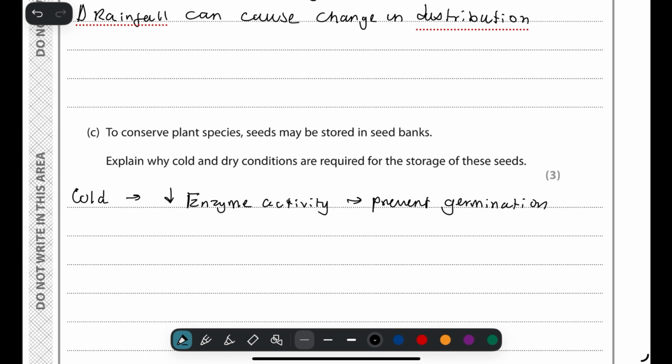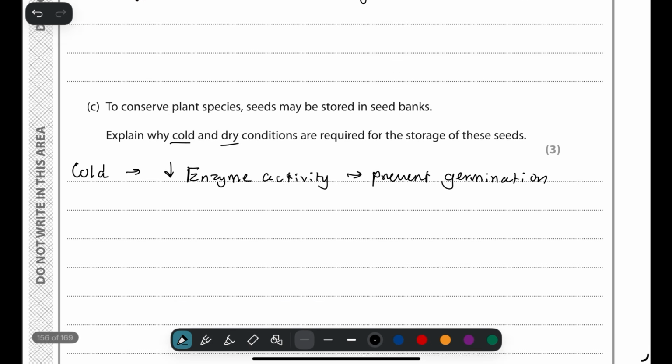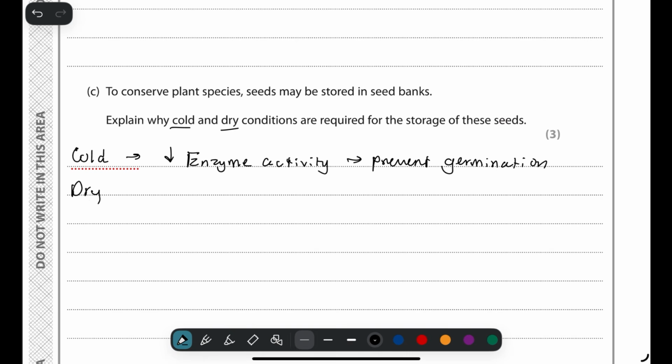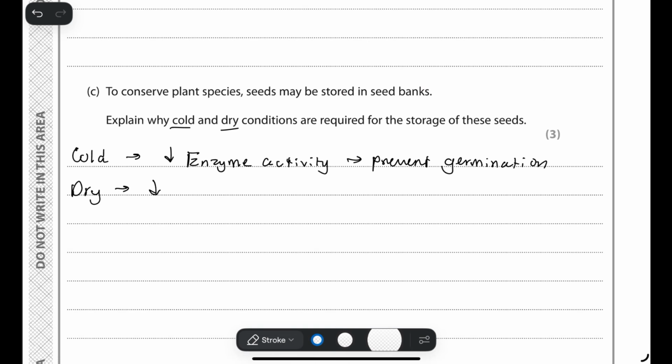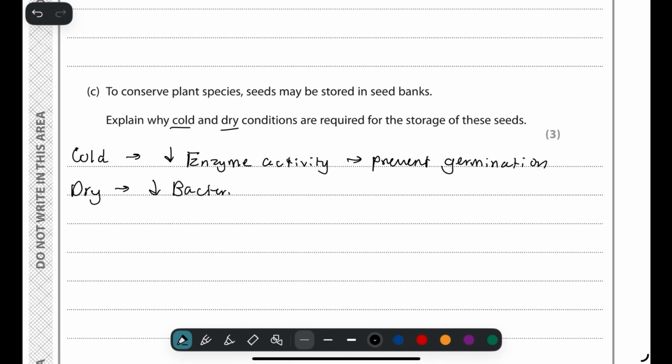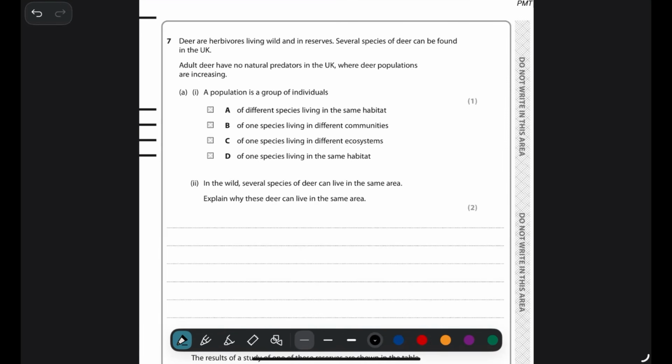And then we've addressed cold, so let's now address dry. What you should know is dry leads to a lack of bacterial growth. And that should get you all 3 marks. I think the points will be enzyme activity and the prevention of germination, and then the last one will be about bacterial growth.